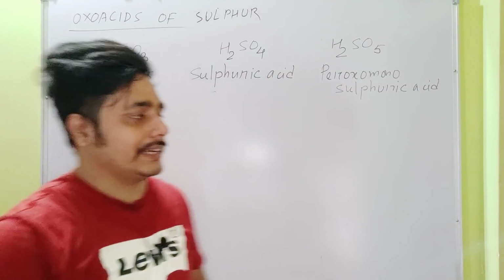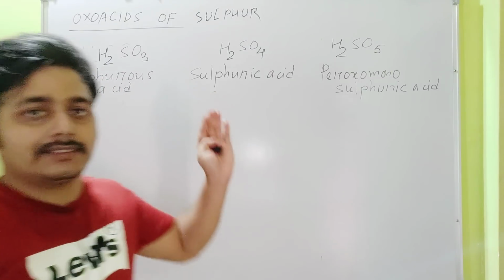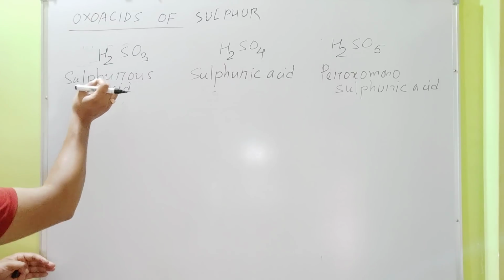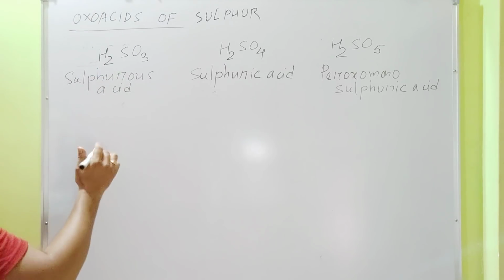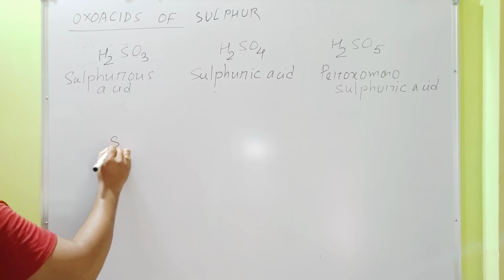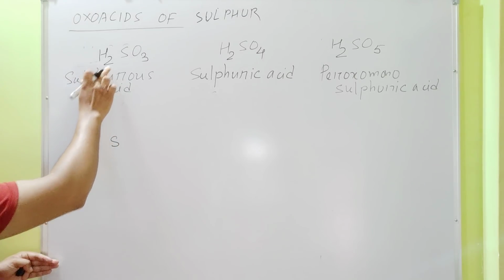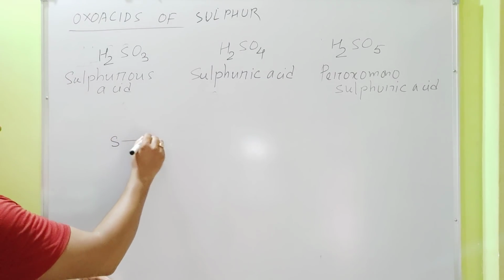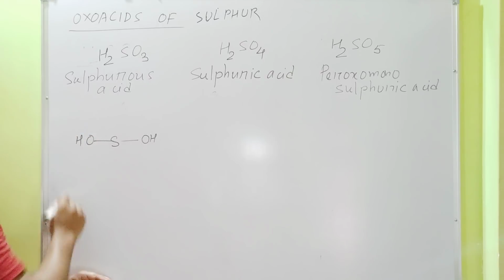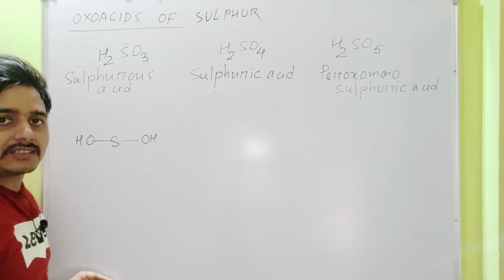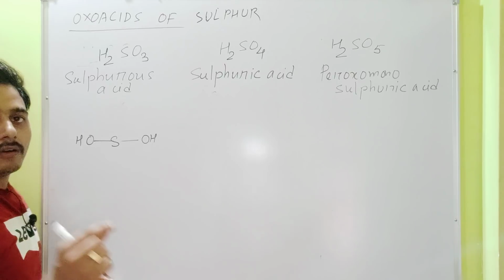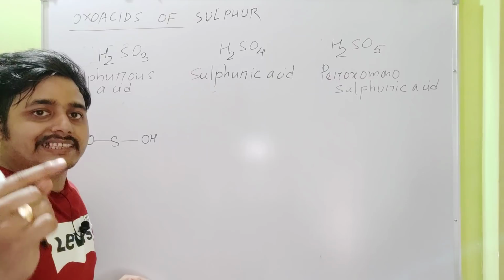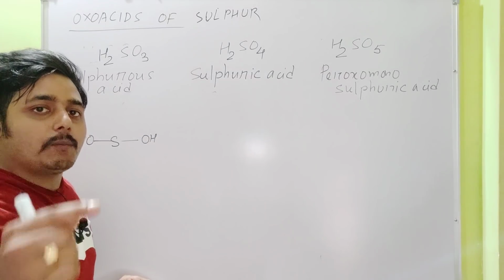Very simple. In all these oxo acids, the central atom is sulfur. So first we discuss the structure of sulfurous acid. The central atom is sulfur. Next, 2 hydrogen means 2 OH group. So I have placed 2 oxygen atoms. Now this compound is left with 1 oxygen atom, and that oxygen atom is double bonded oxygen.